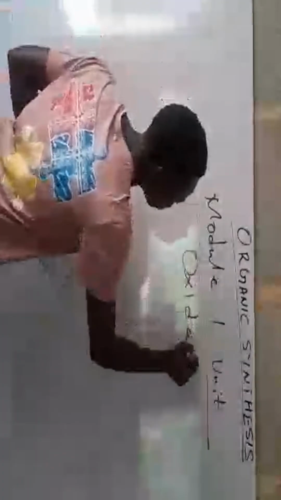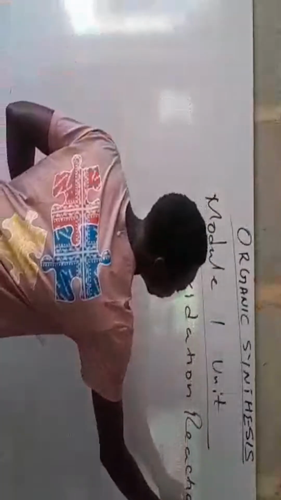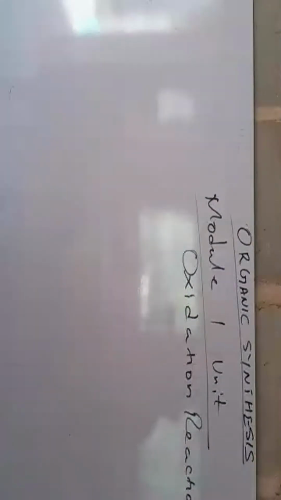While I appear, we're going to start with module one, unit one, material, which has to do with oxidation reaction. Exactly. That is where we are going to start from.